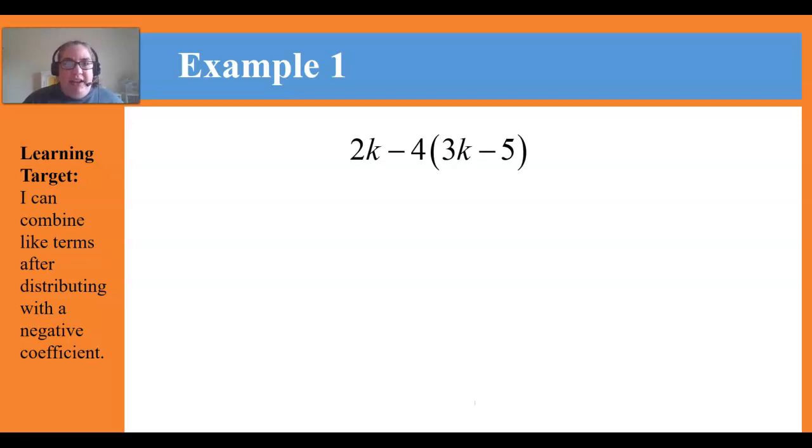So let's take a look at our first example, 2k minus 4, and then in parentheses 3k minus 5. As a review of our order of operations, we are going to look for what's inside the parentheses first, and since these are not like terms, they cannot be combined. Then, because there's no symbol between the 4 and the parentheses, this implies a multiplication. And then we have the 2k minus 4, and that's a subtraction.